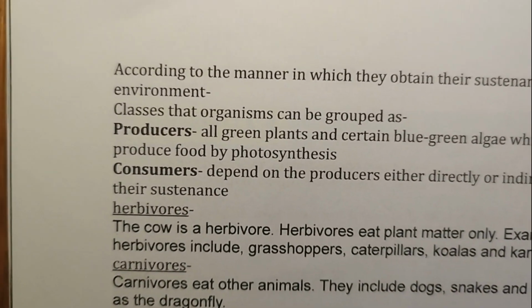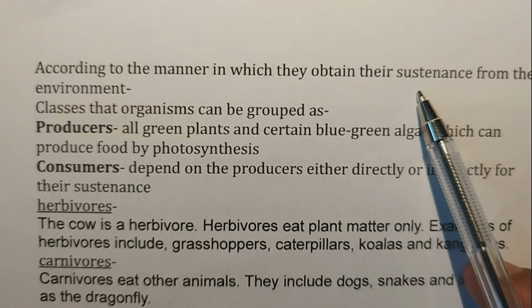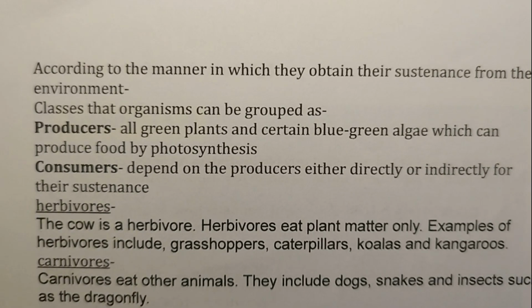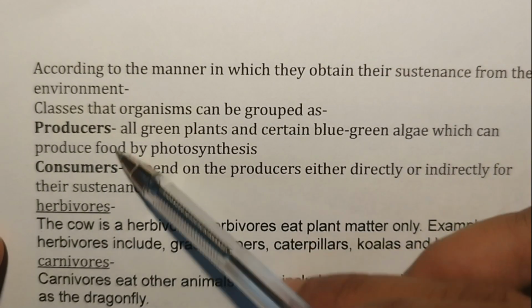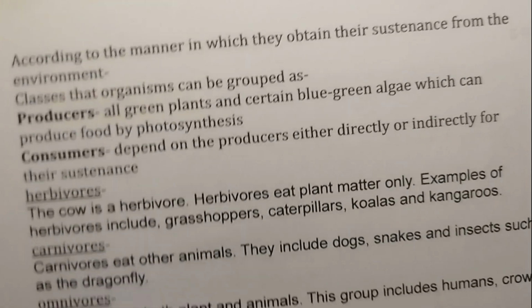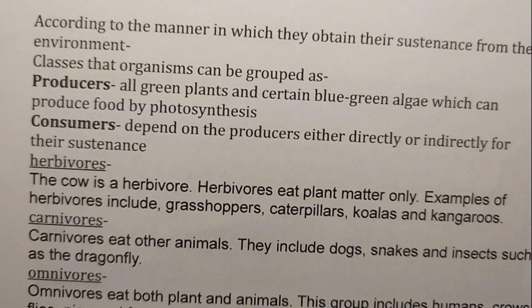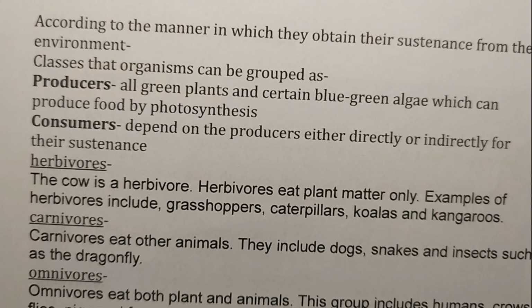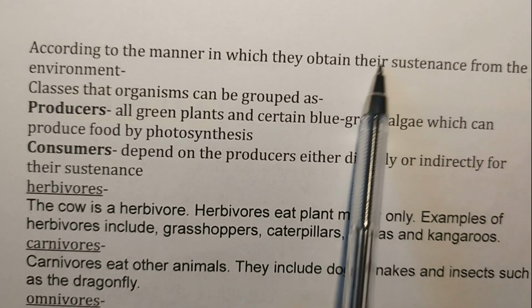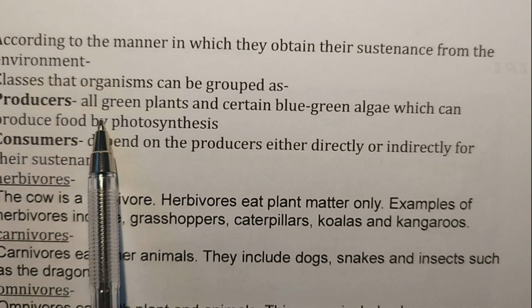the manner in which the organisms obtain their sustenance from the environment, the organisms can be grouped into different categories. Okay, so remember this carefully. This is the last part of this part 1 video, and then we'll see the next parts of the chapter in second and third parts. So according to the way of their sustenance, the organisms can be producers.